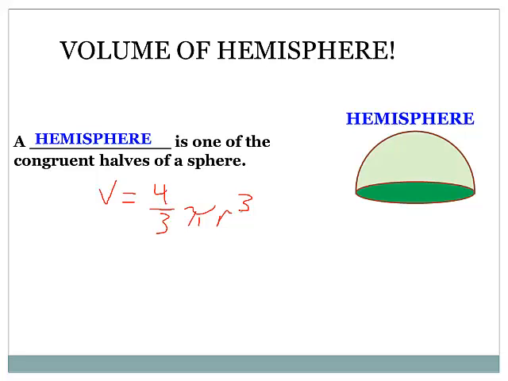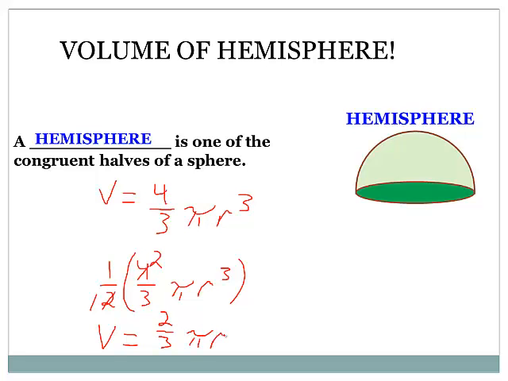So what we would do to this, we'd have our 4/3 pi r cubed. We could just multiply this by 1/2. Then all we really need to do is multiply our 1/2 and our 4/3. Well, this becomes 1, this becomes 2. So the volume formula for a hemisphere is just going to be 2/3 pi r cubed. So that's the volume formula.